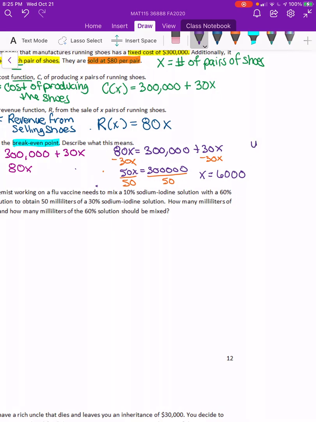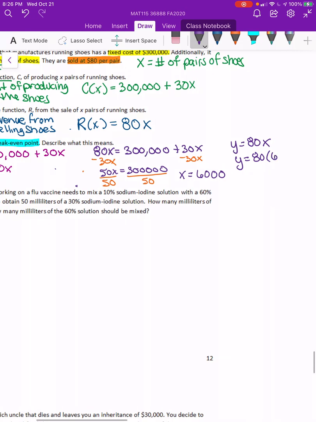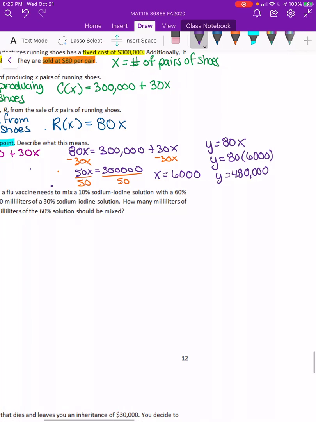If we back substitute into the equation y equals 80x, y is going to be 80 times 6,000. Oops, too many zeros. So y is 48 with 4 zeros, so 480,000. All right, now we have to describe in words what the x and the y mean, the 6,000 and the 480,000.